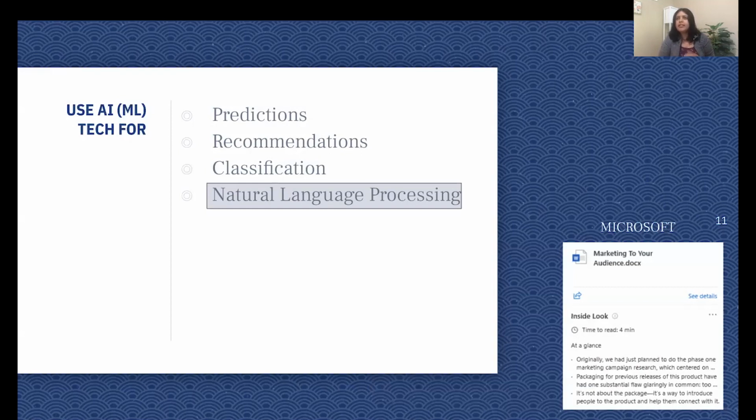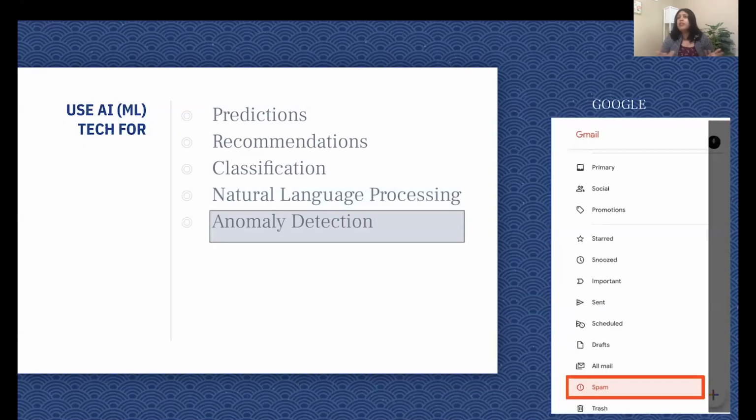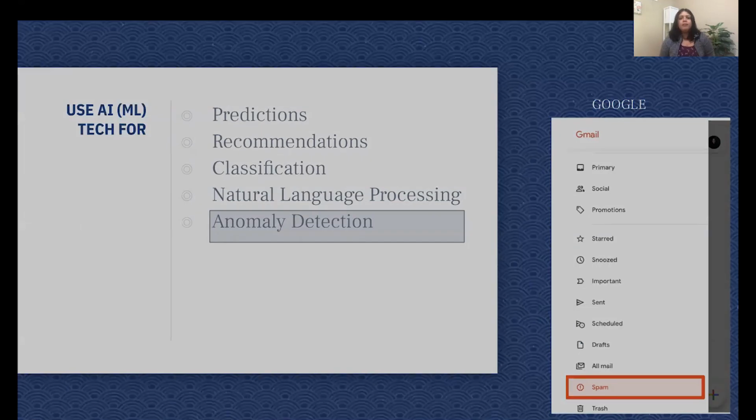Take this example. At a glance, here is a Microsoft feature whereby key points from a document are identified and shown to a user so that the user can read through those key points and triage the document even without going through the entirety of it. Anomaly detection. We all use spam detectors in our emails in everyday life.